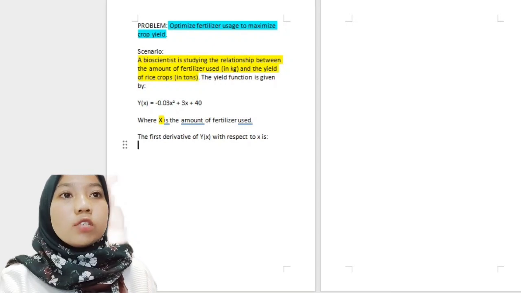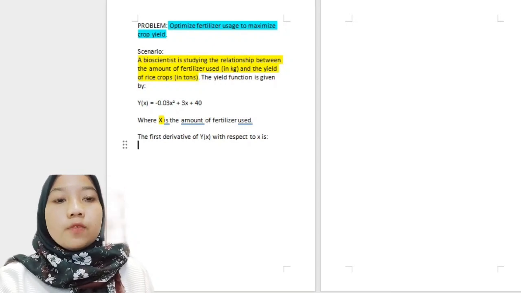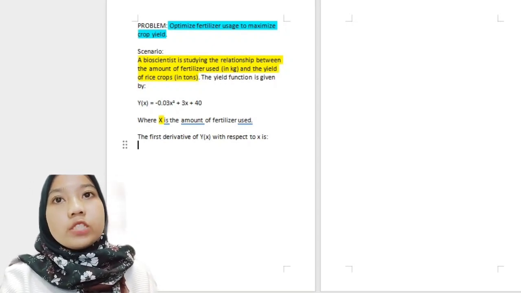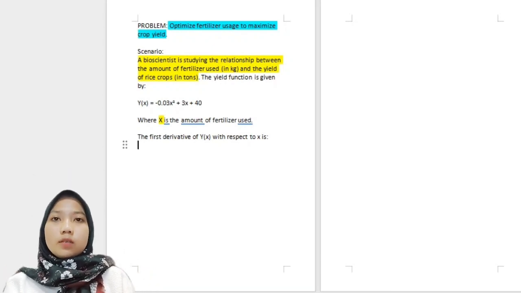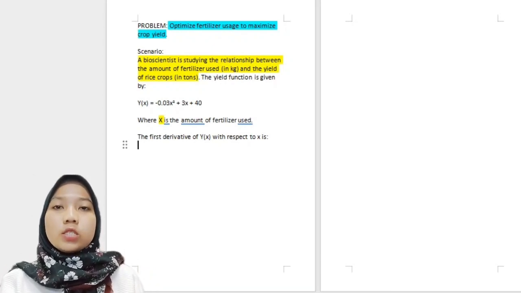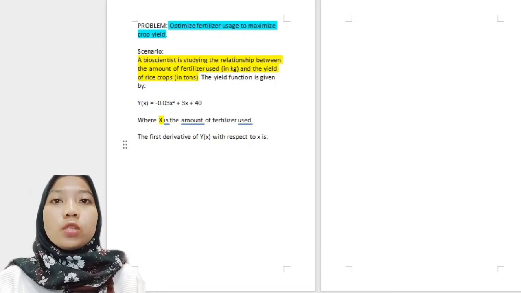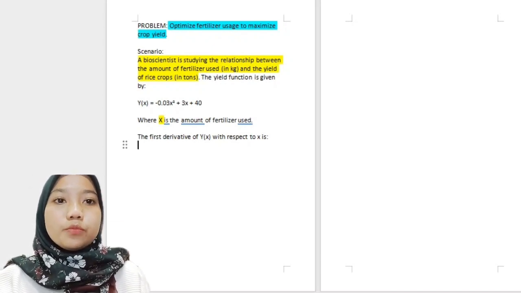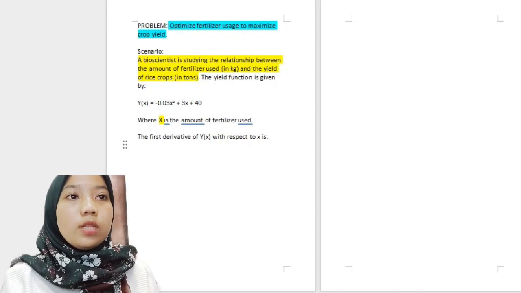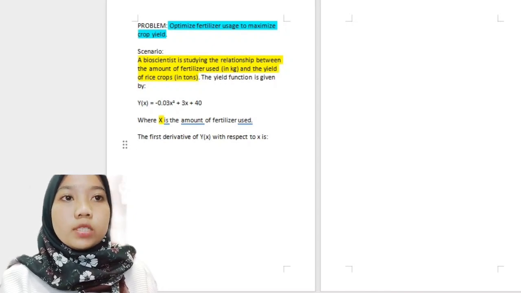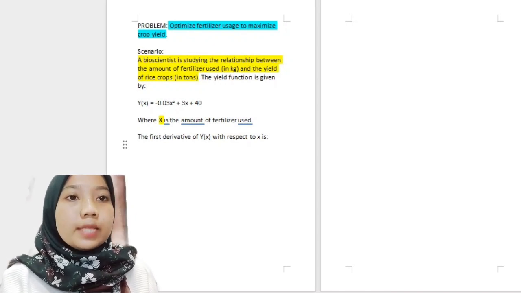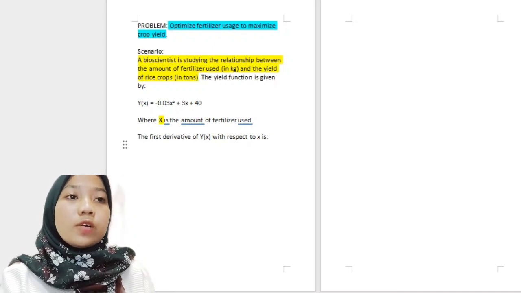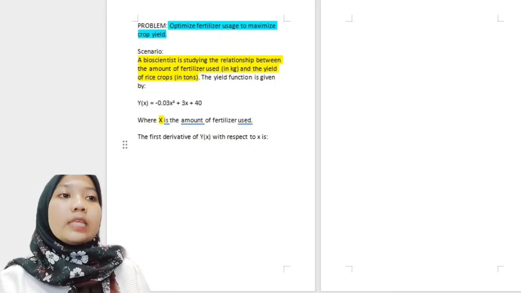So let's break down the problem step by step. First, we should understand the yield function. The yield function is given by y(x) equals negative 0.03x squared plus 3x plus 40, where x is the amount of fertilizer used. So to find the maximum yield, we need to identify the critical points of the function. This is done by taking the first derivative of the function and setting it to 0.